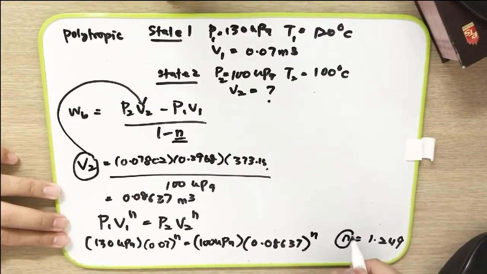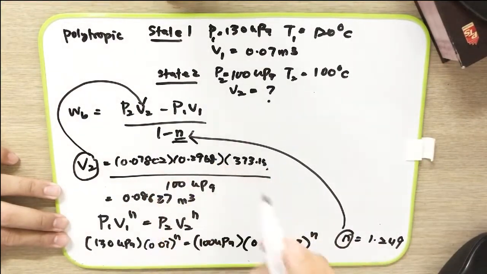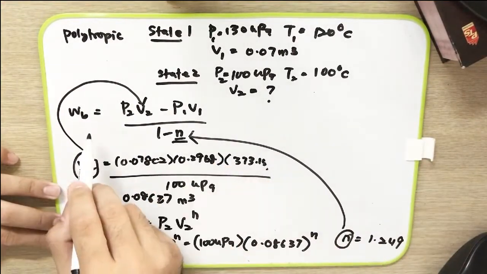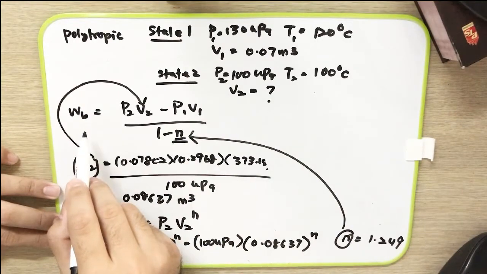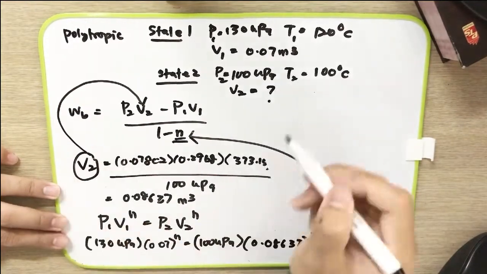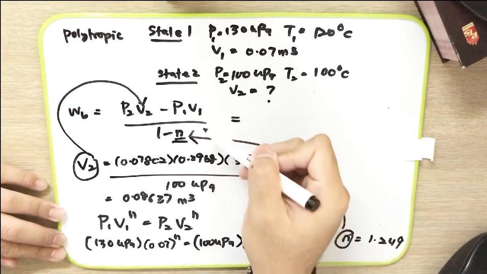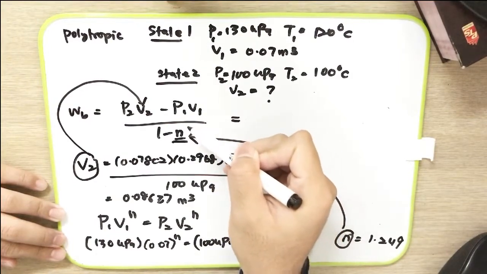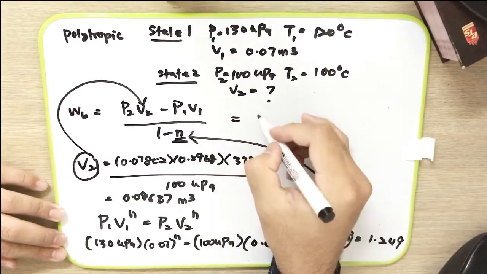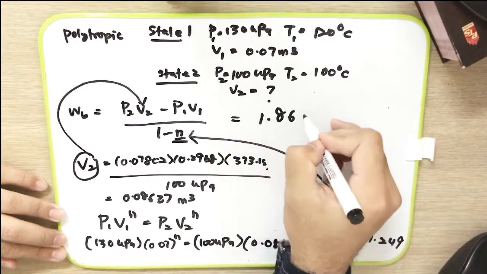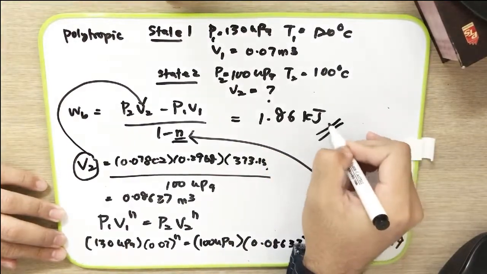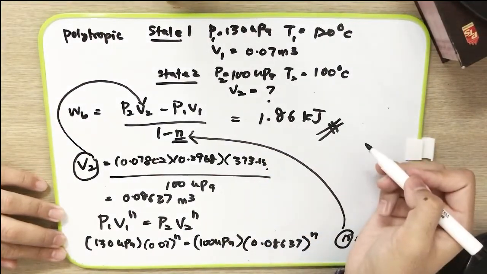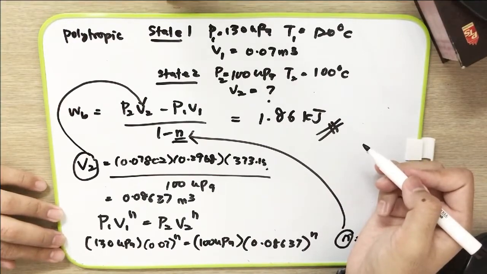Once we get the n, we can substitute this n and V2 in this equation, so then we can solve this boundary work equation. After we have substituted all the values inside here, we solve, then we will get the answer is 1.86 kilojoule. So that's how we solve question number 1.